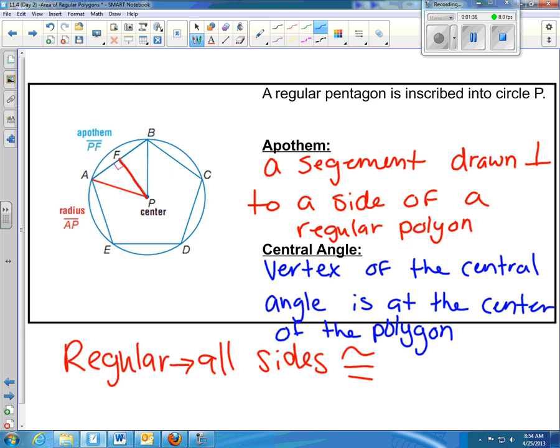The reason why our pentagon is inscribed is because what's the degree measure of that circle? It's 360. And if we want to find the measure of this central angle, which the central angle is here to here, we take 360 and divide it by the number of sides. And remember, in the past we've used n to represent number of sides.